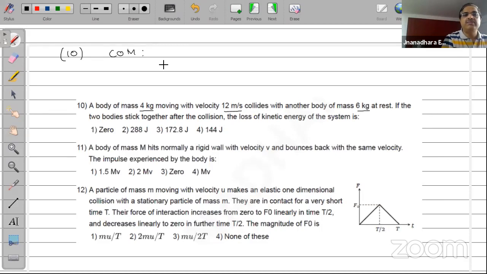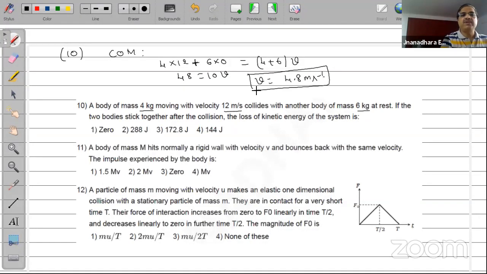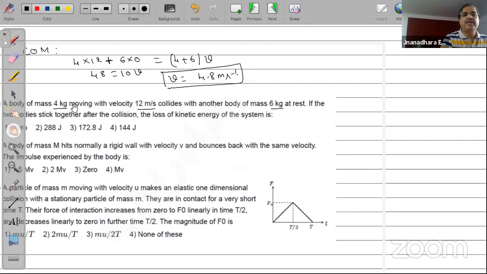Now what does it say? That the initial momentum, which is 4 into 12, and the second body is at rest, so 6 into 0, should be equal to (4 plus 6) into v. So that will turn out to be 48, and this will be equal to 10 times v. So v therefore is equal to 4.8 meter per second. Now I have to obtain the loss of kinetic energy.